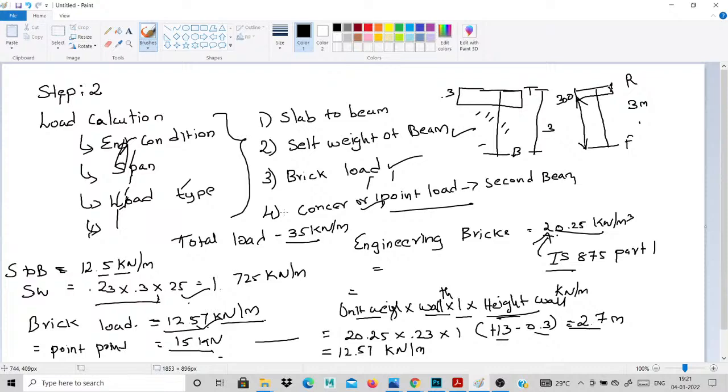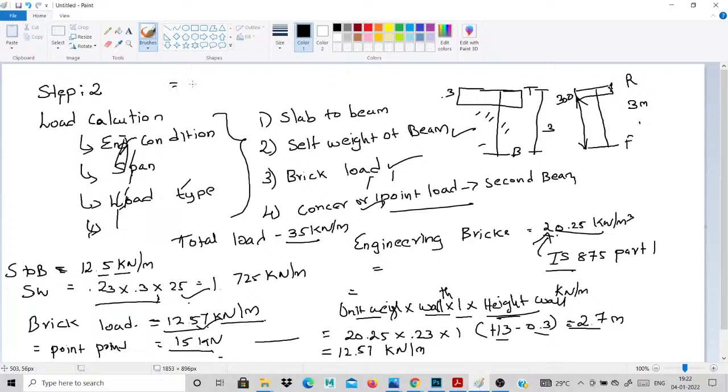The first step is the depth calculation. The second step is the load transfer to the beam. Yesterday we discussed the self weight of the beam, which will be calculated. Next is the brick load, also calculated: unit weight into wall thickness into height of the wall, minus the beam depth. Next is the point load. It is all added. Total load is approximately 35.